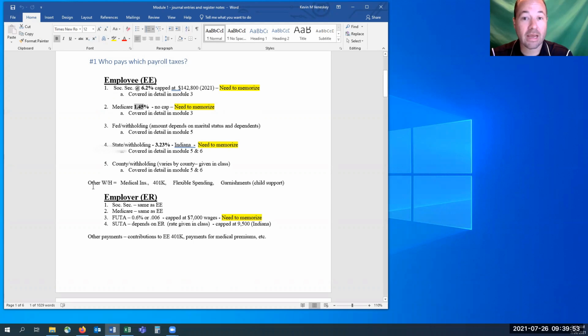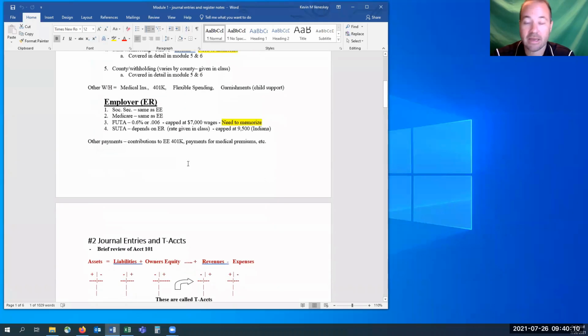And then you can have other items that are withheld from your check. And these also are part of things that are taken out, the money that is taken out to go to medical insurance premiums, your retirement account. We'll talk about flexible spending, and then if you have any other garnishments. Now, those are the taxes that are taken out for the employee.